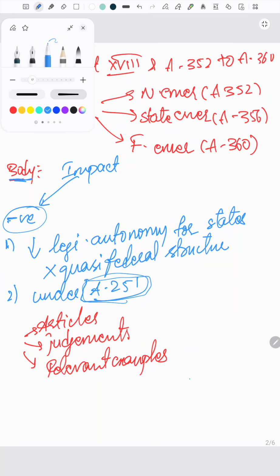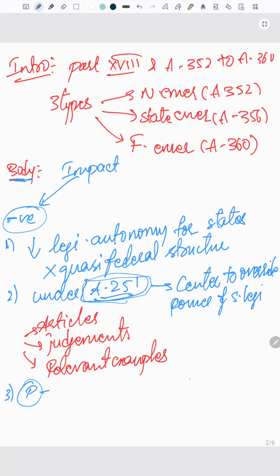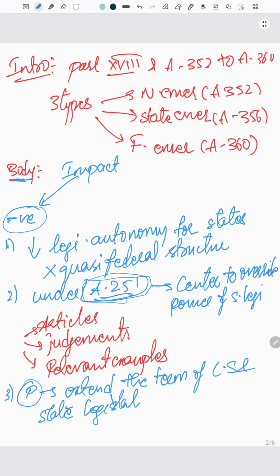So you have to mention Article 251, which allows the center to override the power of state legislatures, right? So this will be our second point. Next, third point. If you observe, Parliament can extend the term of Lok Sabha and also state legislatures. Yes, so here you can state an example.